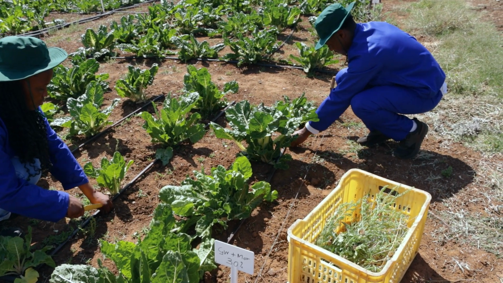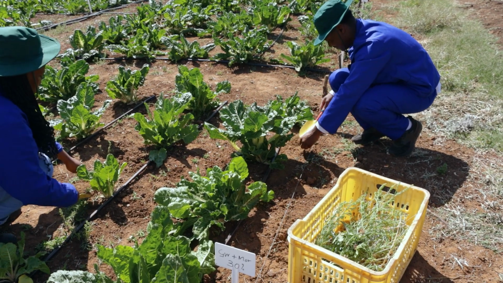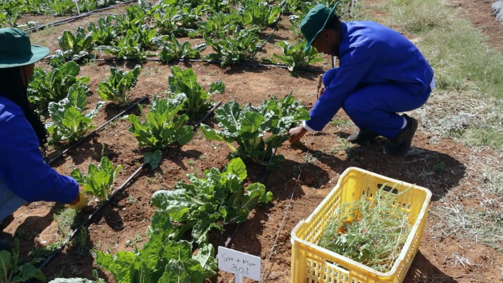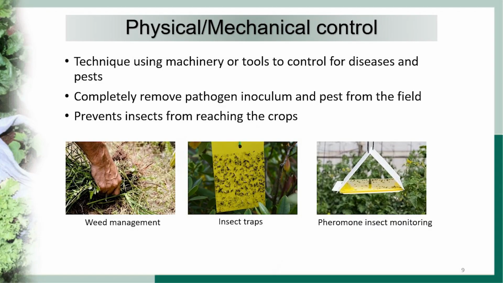Another way is to use insect traps or pheromone traps that are able to trap the insects as they enter the field, so they get stuck, or the pheromone attracts the insects to the trap, and then you prevent the insects from being in your field and spreading diseases.